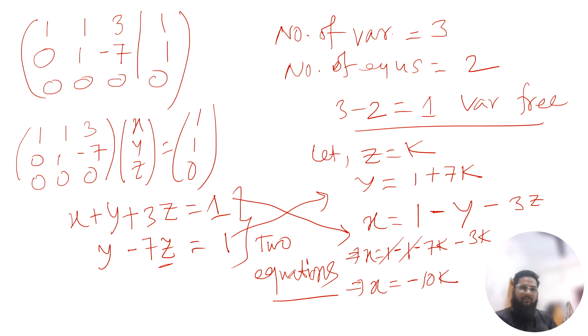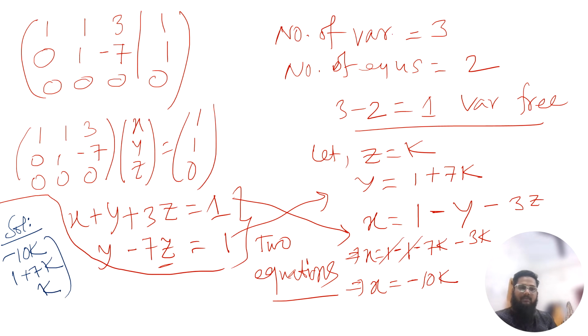So the final solution you are getting here is the form of the solution: minus 10k which is x, 1 plus 7k which is y, and only k which is z. This is the solution set. k is any non-zero scalar or constant. Please remember this: in the non-homogeneous case, k cannot be 0.